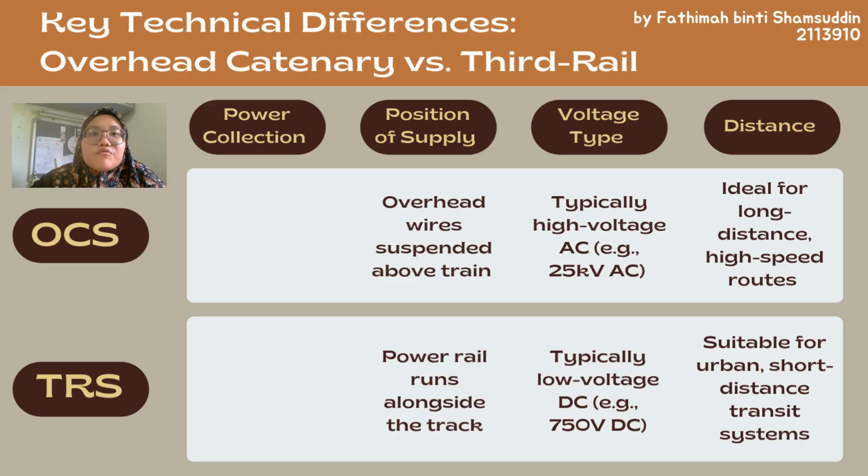Let's take a look in terms of distance. We know that the overhead catenary system is very suitable for long distance or high speed trains, because it delivers more power over long distances. You can also see that long distance trains have the wires and the pantograph. Meanwhile, the ones that use the third rail system are usually for short distances. You can see the application on which trains they are being used in the further slides.